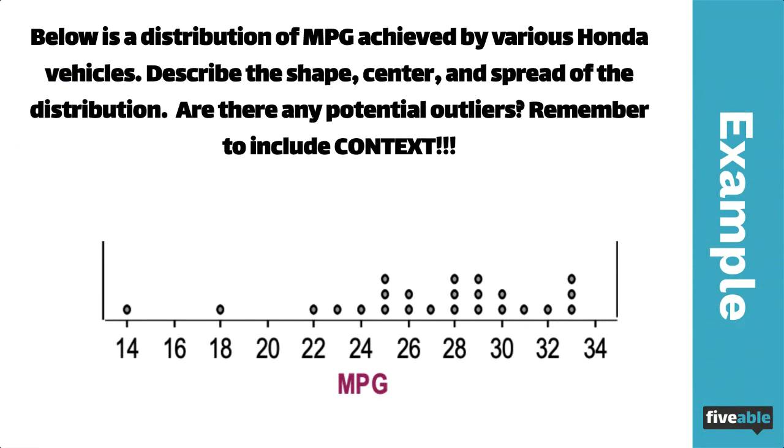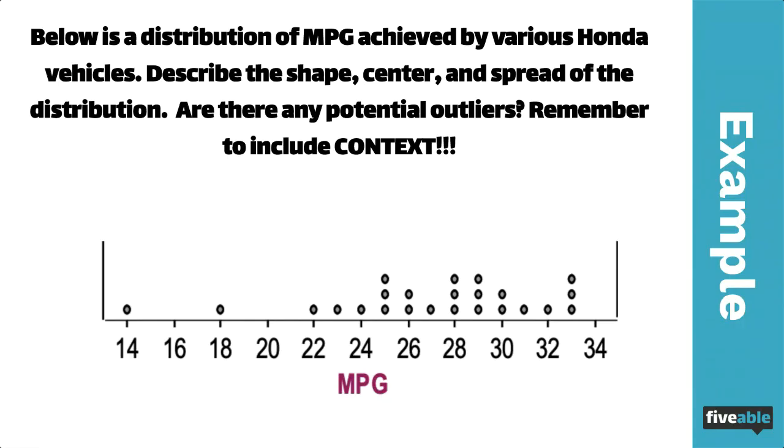Now, at some point when talking about those 4 items, I needed to talk about the context. Now, context just means you mention what the data is about. So maybe I could say the center of the distribution of MPGs achieved by various Honda vehicles is around 27. That right there gives me context for the whole problem. So I don't need to bring up context again. I just need to say it one time.